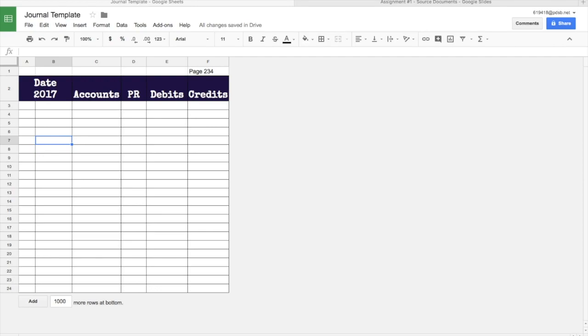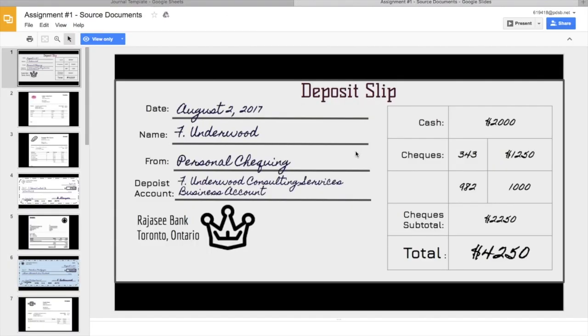After looking at your source documents, which, as you recall, are any checks, invoices, or receipts, we will enter the transactions shown by the source documents in the journal. So this, as you know, is a source document, and it is a deposit slip. This is another type of source document because it shows the change in value of a business.